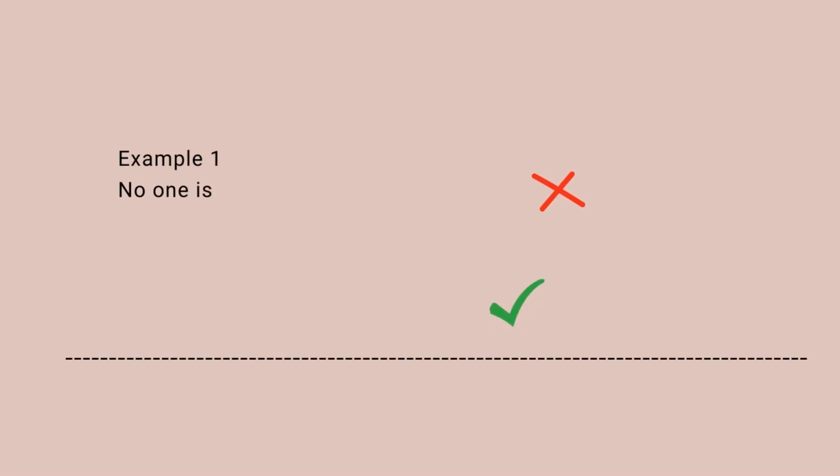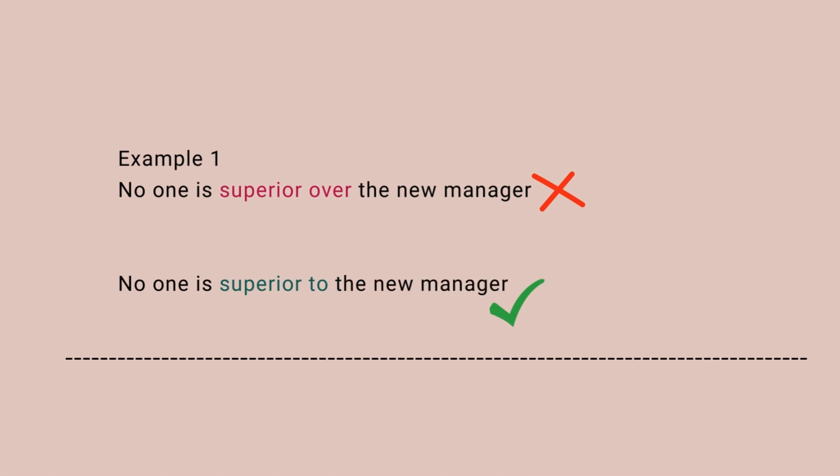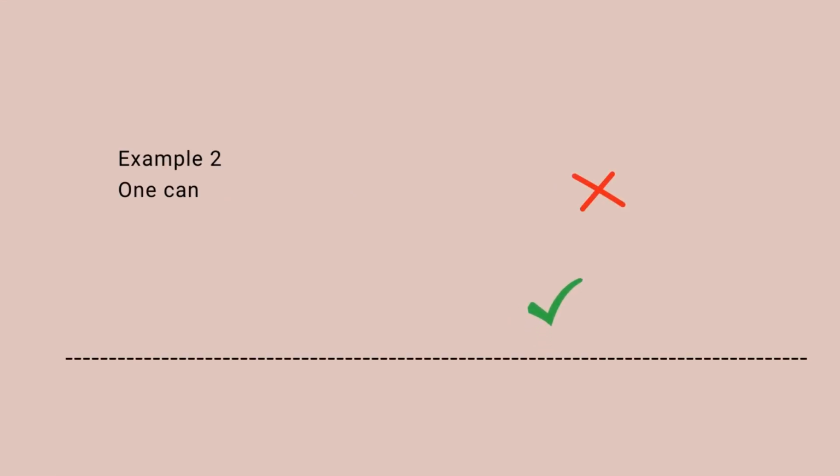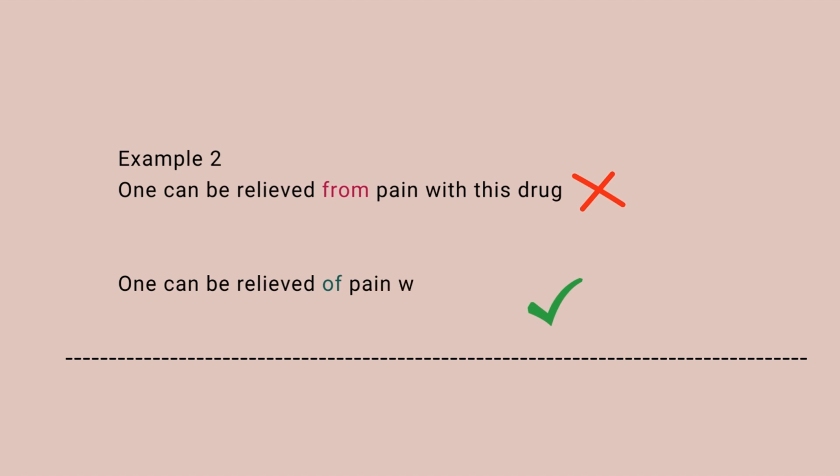No one is superior over the new manager. Superior over should be superior to. We cannot have superior over, it should be superior to. So no one is superior to the new manager. One can be relieved from pains with this drug. Relieved from shouldn't be so. The correct expression should be, one can be relieved of pain with this drug.